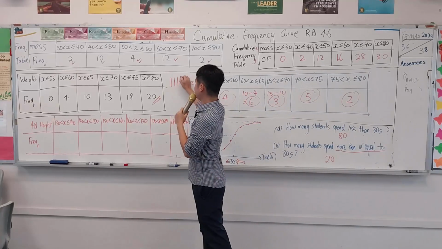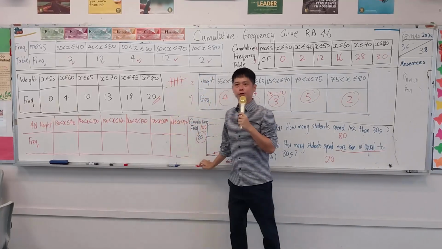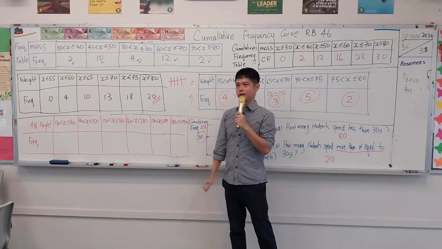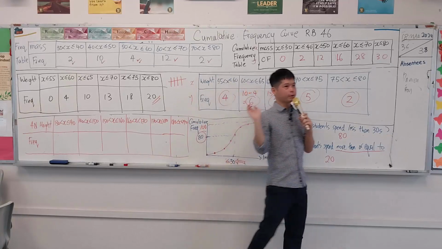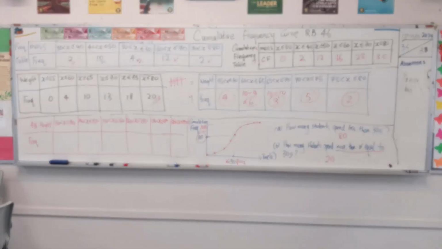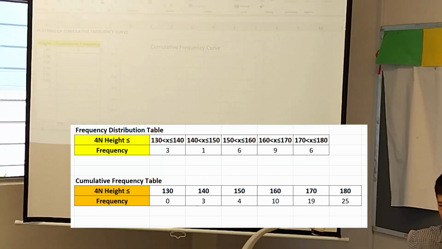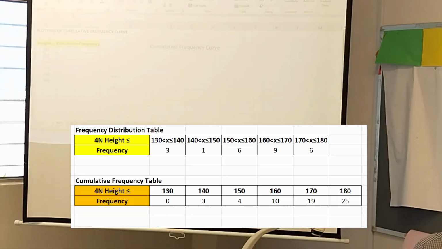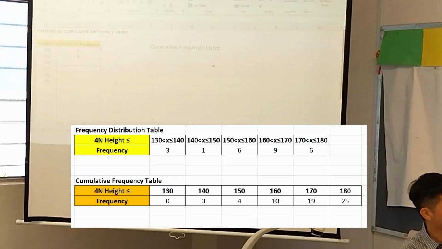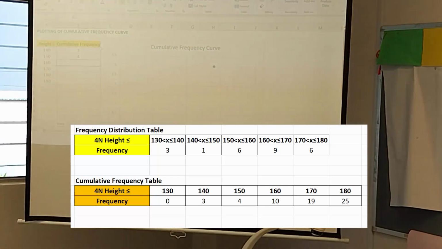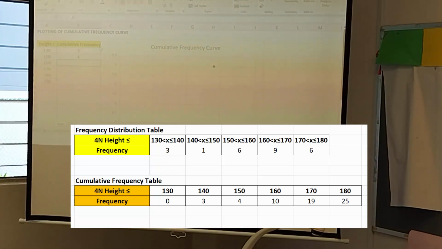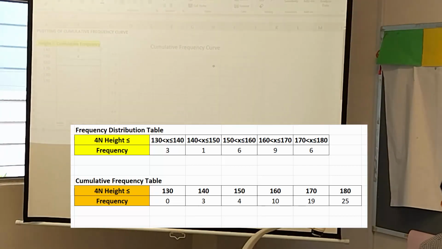Okay, we are going to do a tally now, a tally diagram. So 1, 2, 3, 4, 5. Okay, so if you are the fifth person, just put a dash across. Okay, can you come out and put a tally? Okay, so 3. How many of them less than 150? 4. How do we get 4? 3 plus 1. How many of them less than 160?